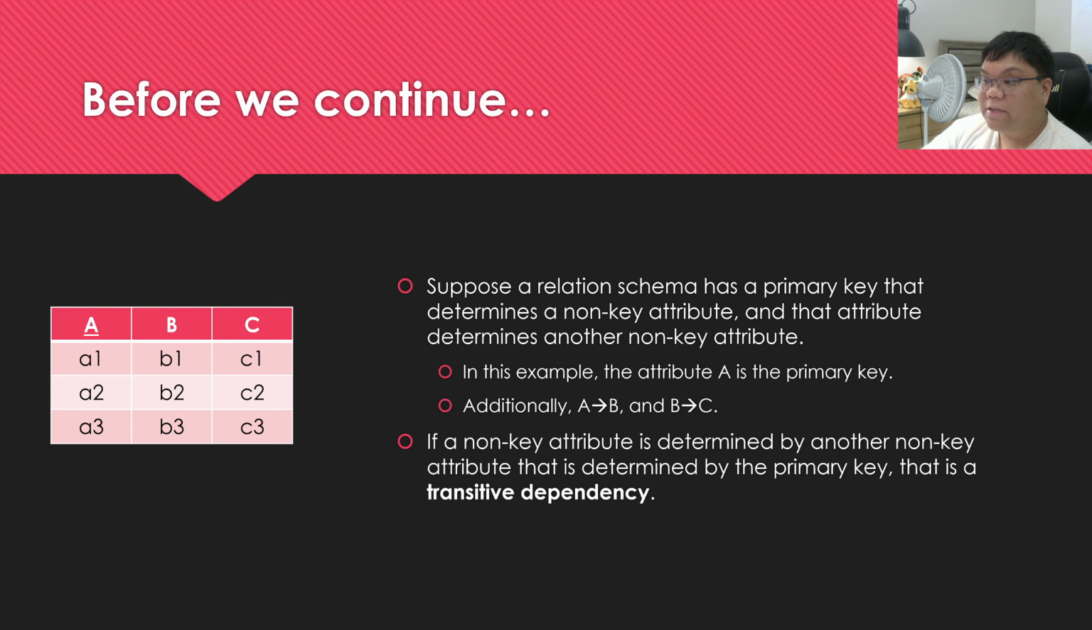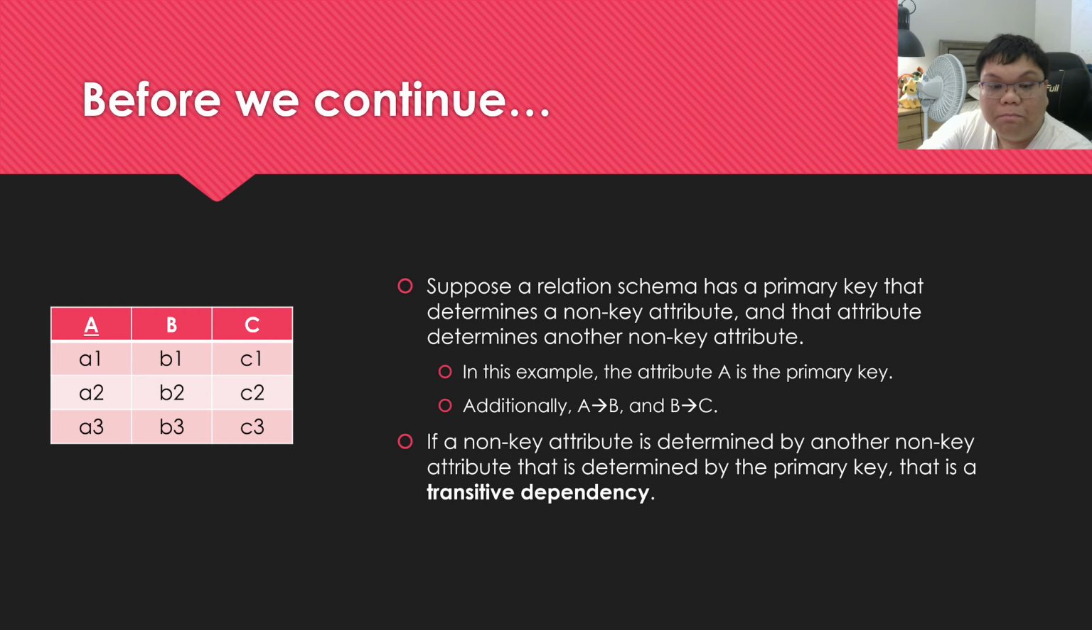Okay, so here's another example. Suppose a relation schema has a primary key that determines a non-key attribute, and that attribute determines another non-key attribute. This isn't really talked about in the book, at least not all that well, but this is what is called a transitive dependency. If a non-key attribute is determined by another non-key attribute, which is itself determined by the primary key, that is a transitive dependency.